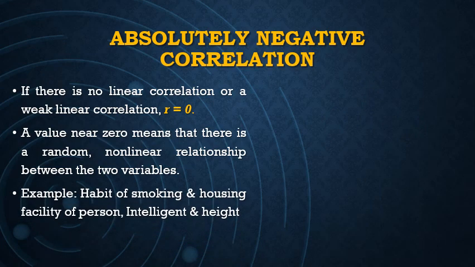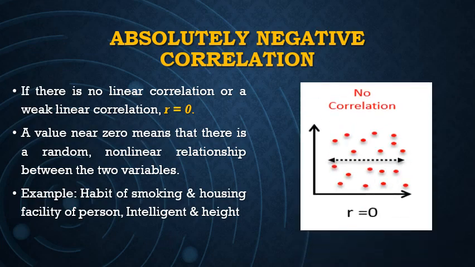Example, habit of smoking and housing facility of a person. There is no relationship between these. Then intelligence and height. If intelligence increases, height is increased? No, it is not like that. There is no relationship between the two variables. Fine. You can see this diagram. No correlation, R is equal to 0.